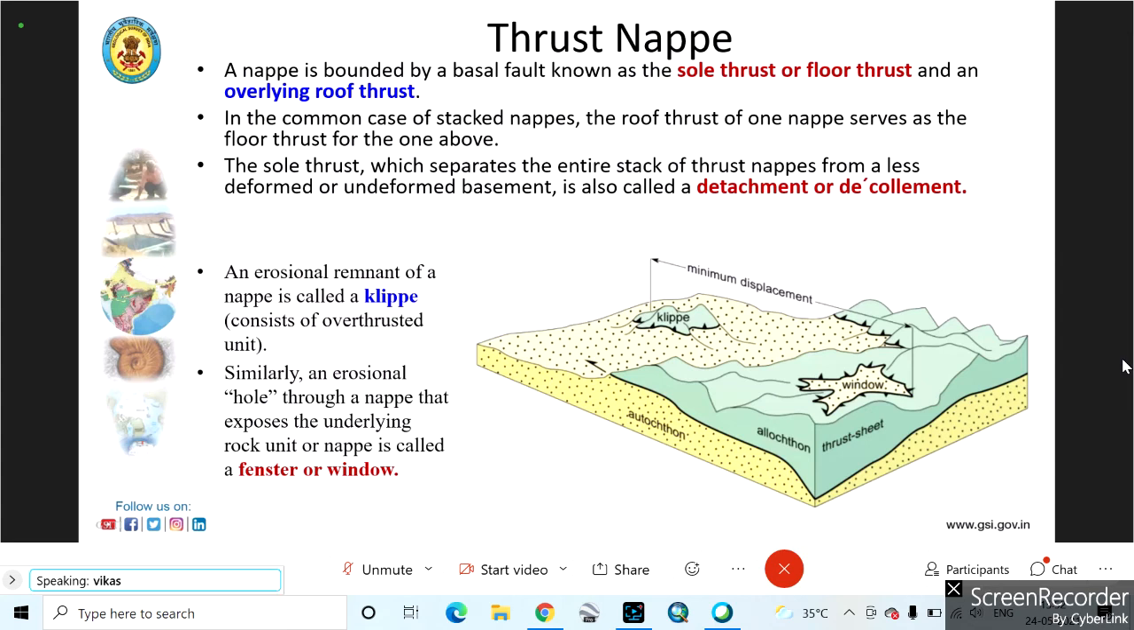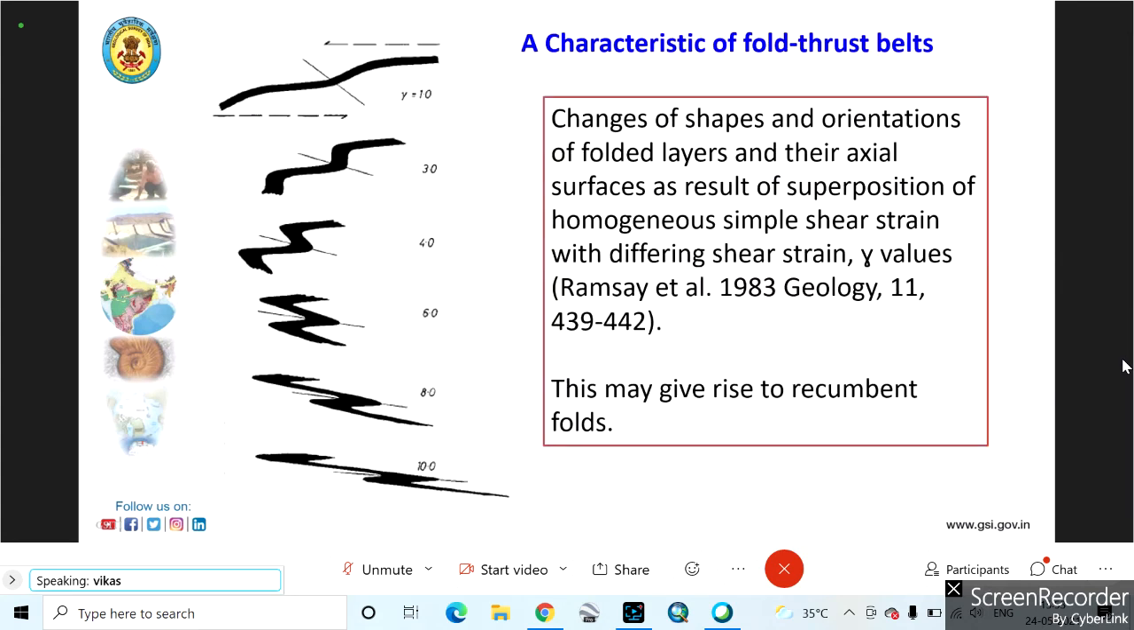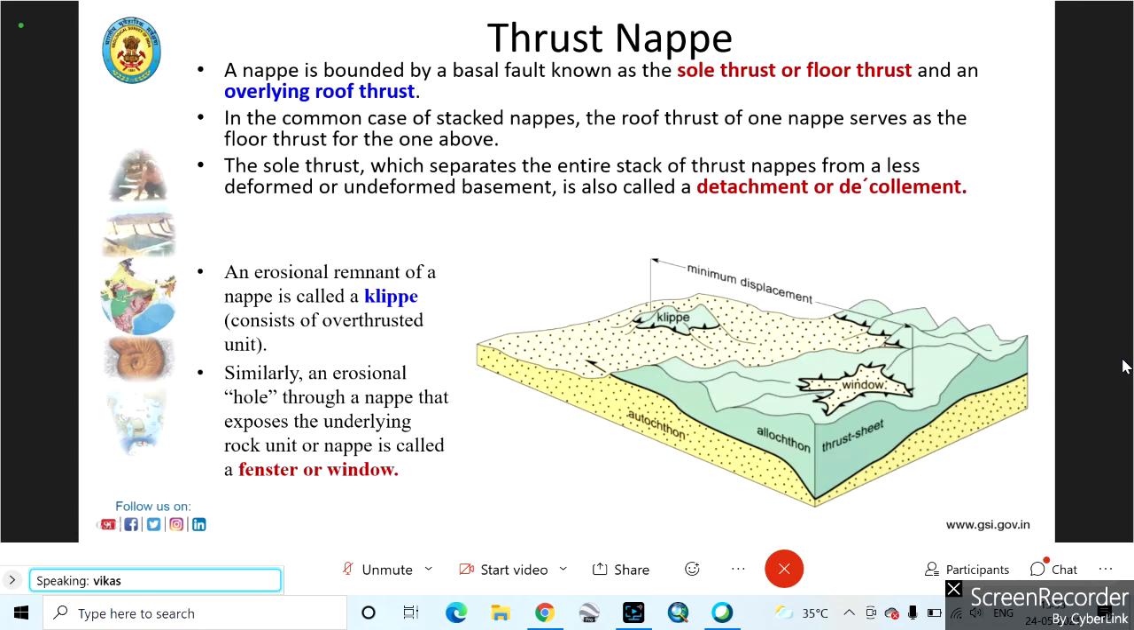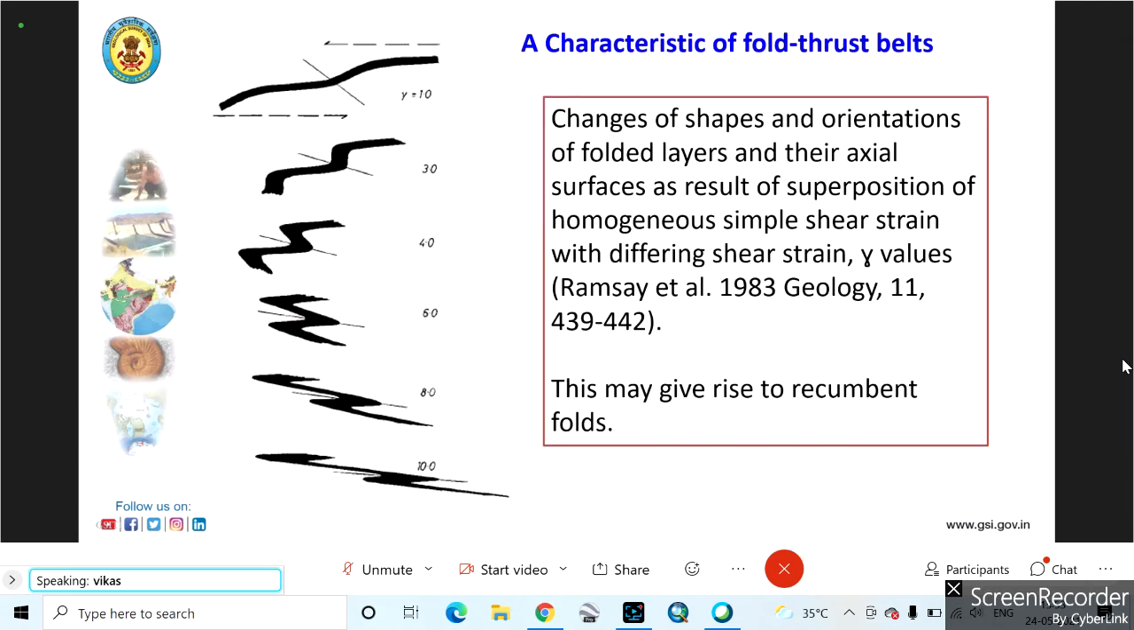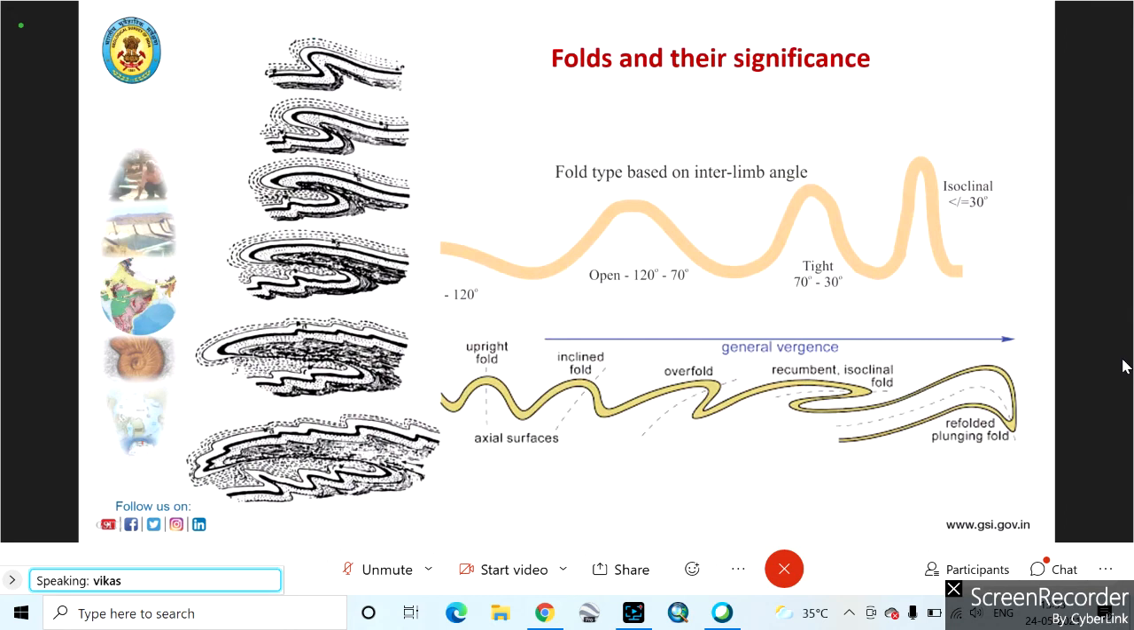I'll just request you to go back a bit, previous slide, where we were talking about the overturning of the beds. Sham, please. Previous one. Just one more previous. One more previous. Yeah, this one. The left side diagram. Previous. Yeah, this one.